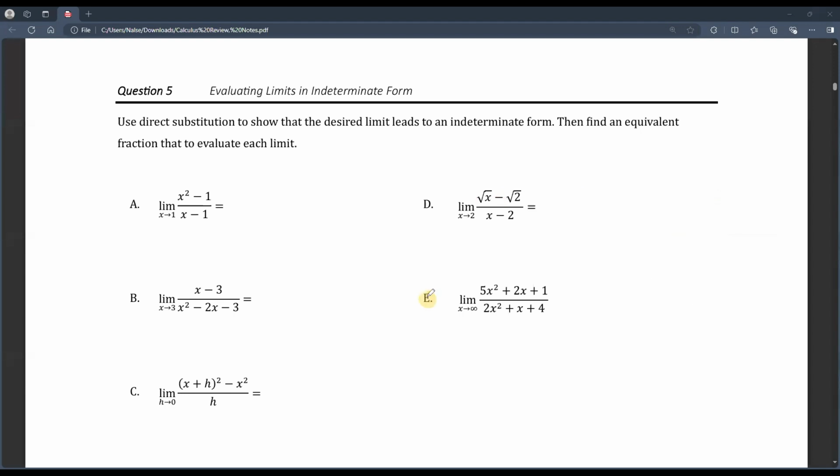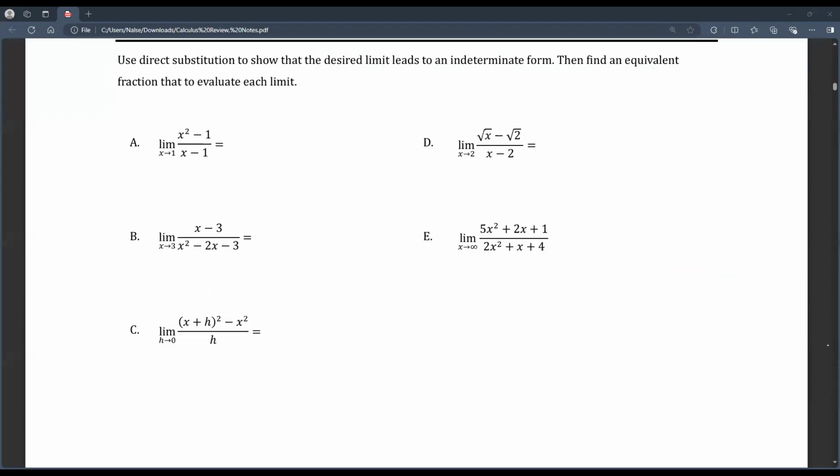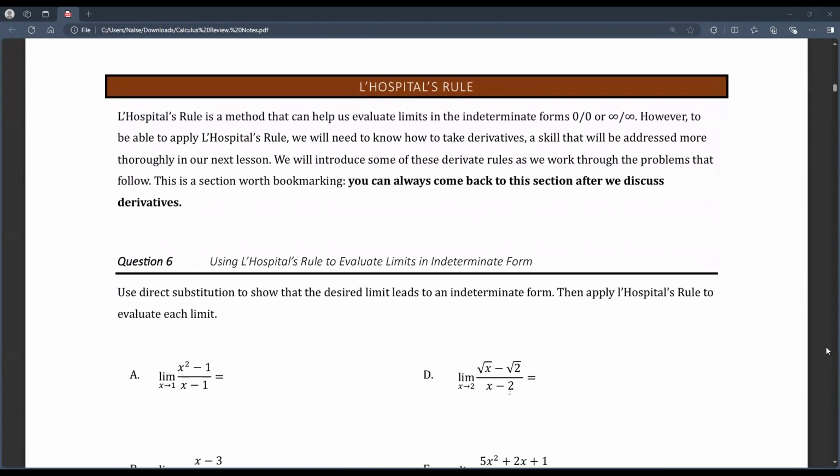One way to answer the last limit in question 5, which shows an indeterminate form of infinity over infinity, is to divide the numerator and denominator by x squared. Note that any number divided by infinity goes to 0, and many terms in our limit expression will zero out as a result. With all these fractions going to 0, we are left with 5 over 2, which is the answer to this problem. Limits like the ones we saw in question 5 can be solved using L'Hopital's rule.